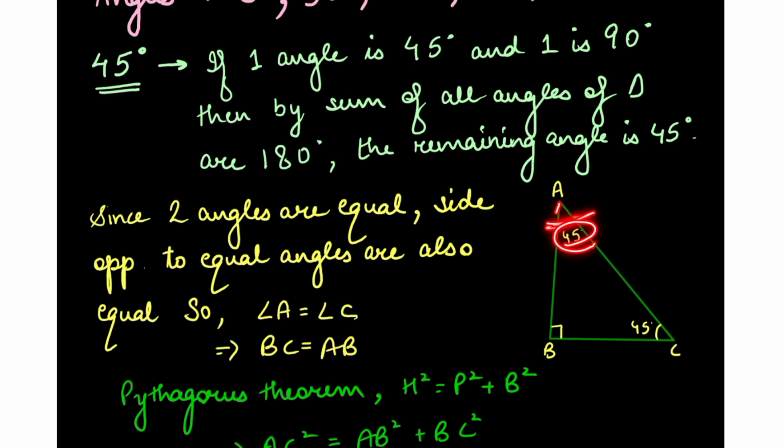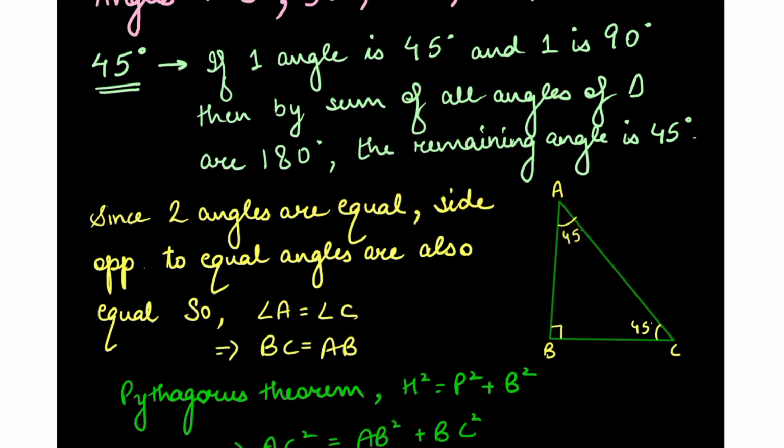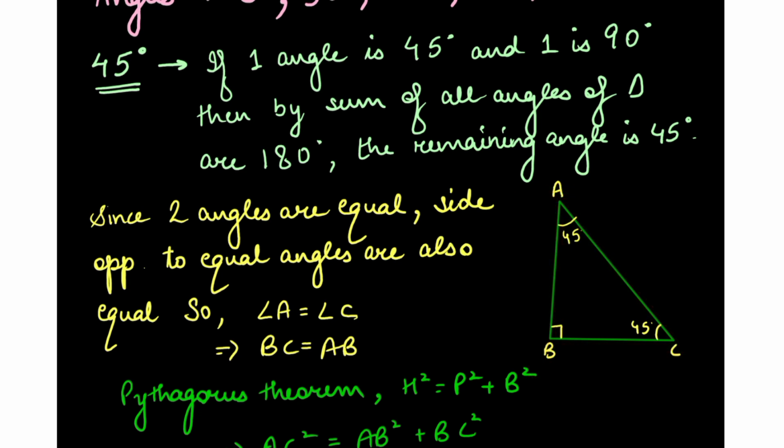As we all know, in any triangle, the sum of interior angles is 180 degree. It can never change. So in this triangle, one angle is 90 degree, one is 45 degree, so the remaining is also 45 degree. Since two angles are equal, this is an isosceles triangle, so this comes out to be an isosceles right angle triangle.